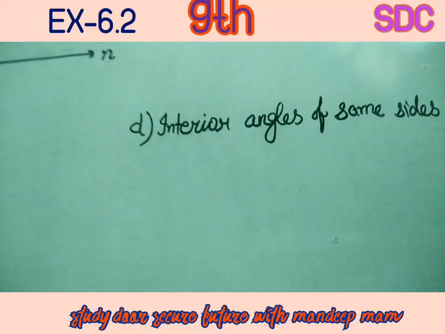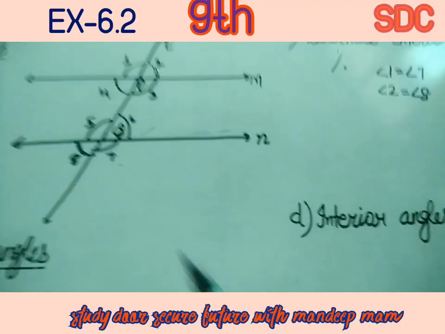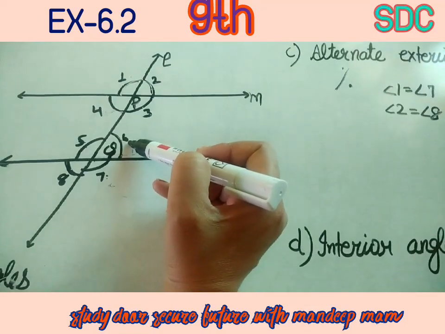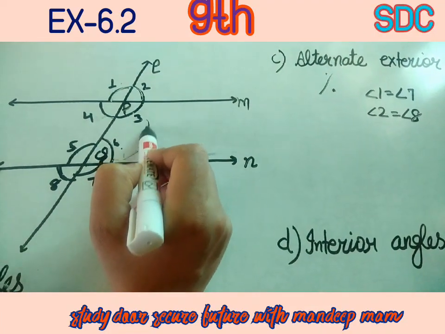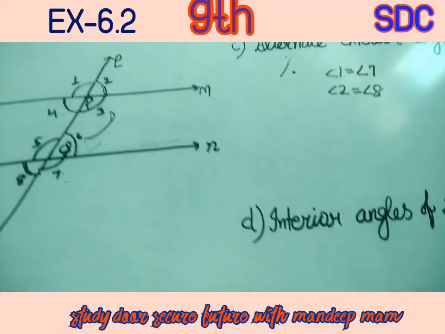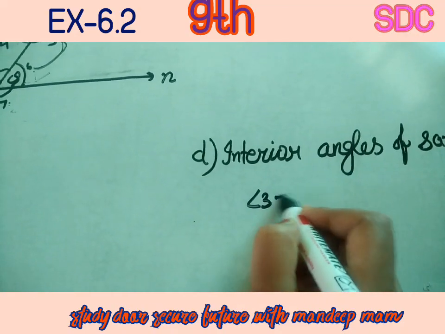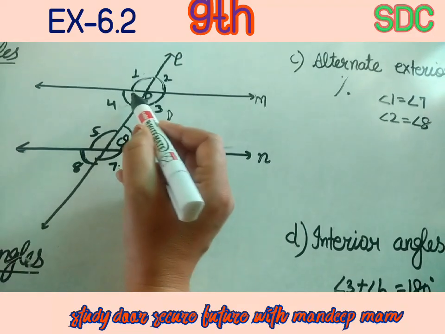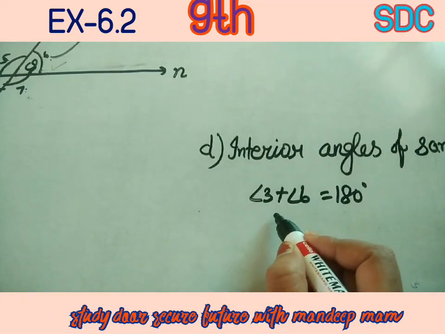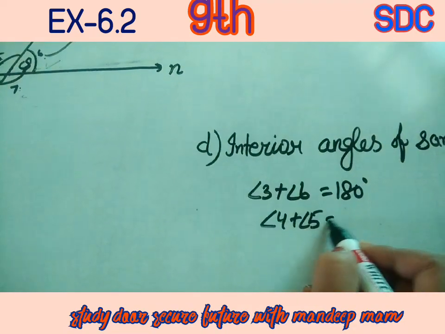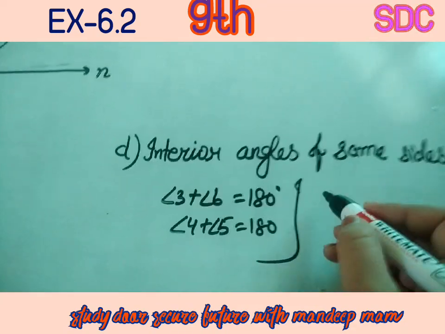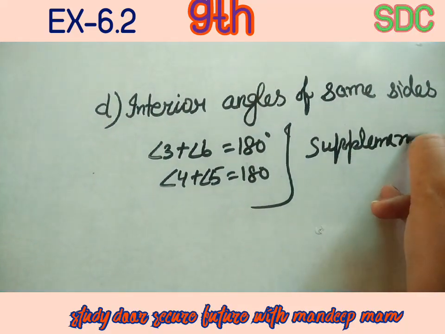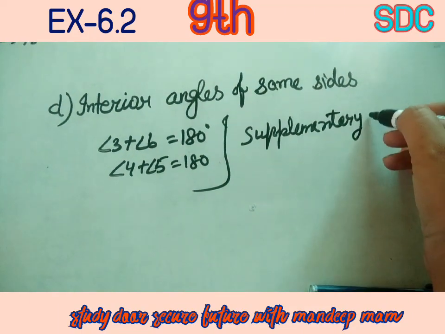Now, interior angles on the same side. Which are the interior angles? Angles 3, 4, 5 and 6 are interior angles. And which are the same-side pairs? 3 and 6. The relation between them is that angle 3 plus angle 6 will be equal to 180 degrees. And angle 4 plus angle 5 will also be equal to 180 degrees. These angles are also called supplementary angles.